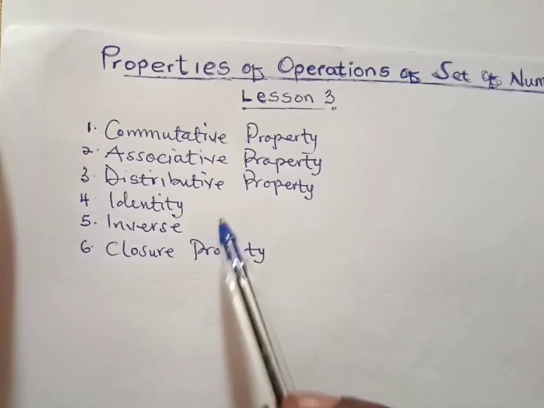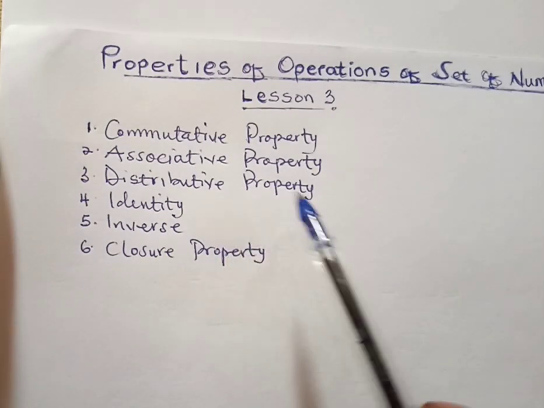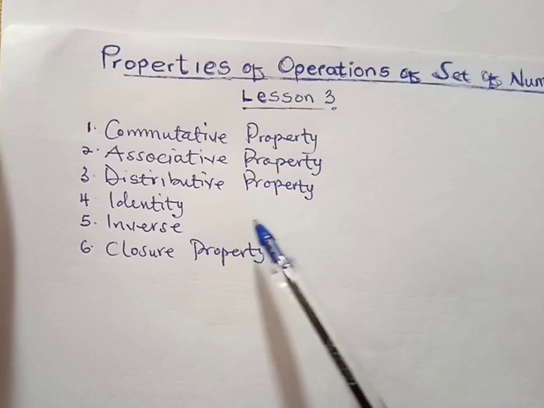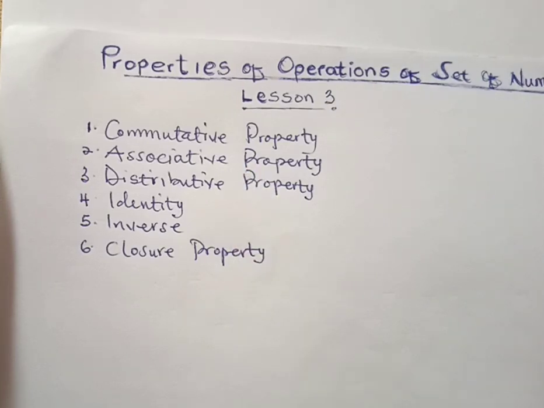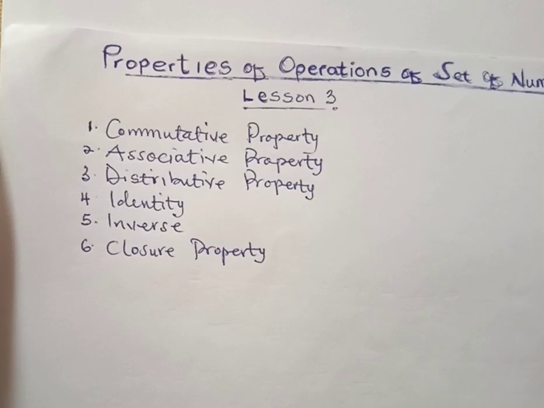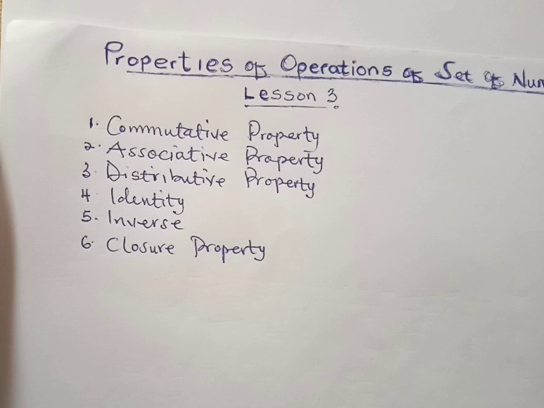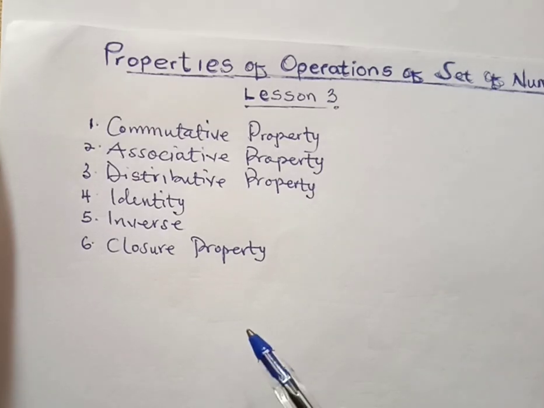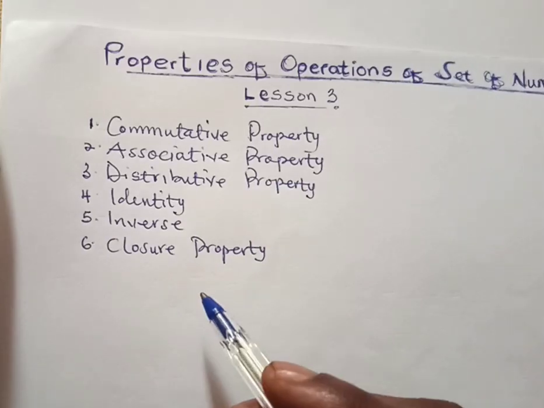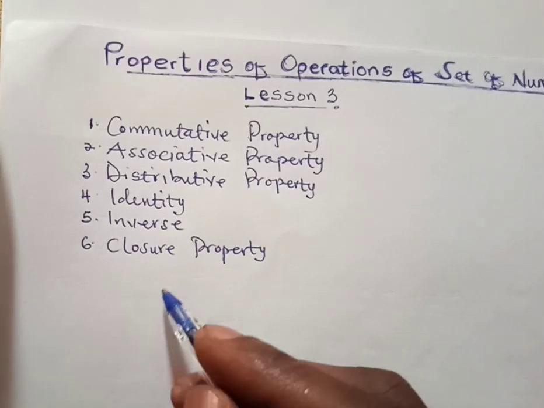Good. So all these are properties of operations of set of numbers that we shall be looking at in this lesson. We are going to take them one after the other. We look at examples and then we see what to do. All right, so let's first consider the commutative property.